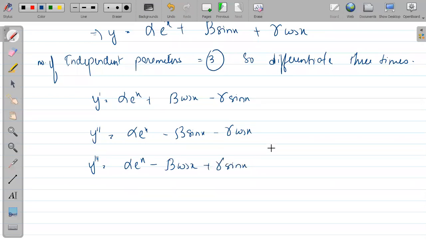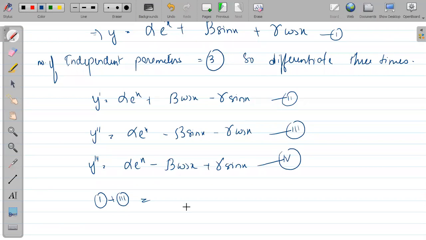Plus gamma sin x. So here I am considering this as 1, 2, 3, 4. If you observe, I am writing 1 plus 3. 1 plus 3 is nothing but y plus y double dash is equal to 2 alpha e to the power x. This is getting cancelled, this is getting cancelled. Okay. Here I am getting this one.